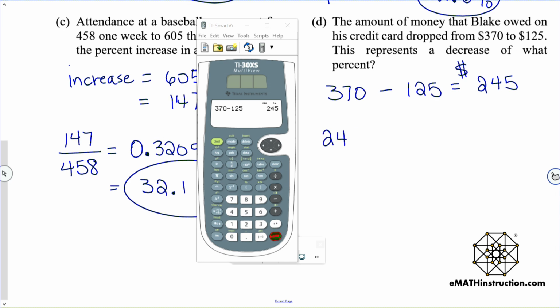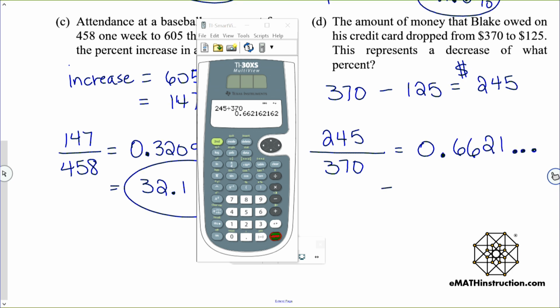We're now going to find out what that 245 represents out of the 370 by doing the division. We started with 370. So we'll do 245 divided by 370 gives me 0.6621, etc. And that's equal to 66.2%.